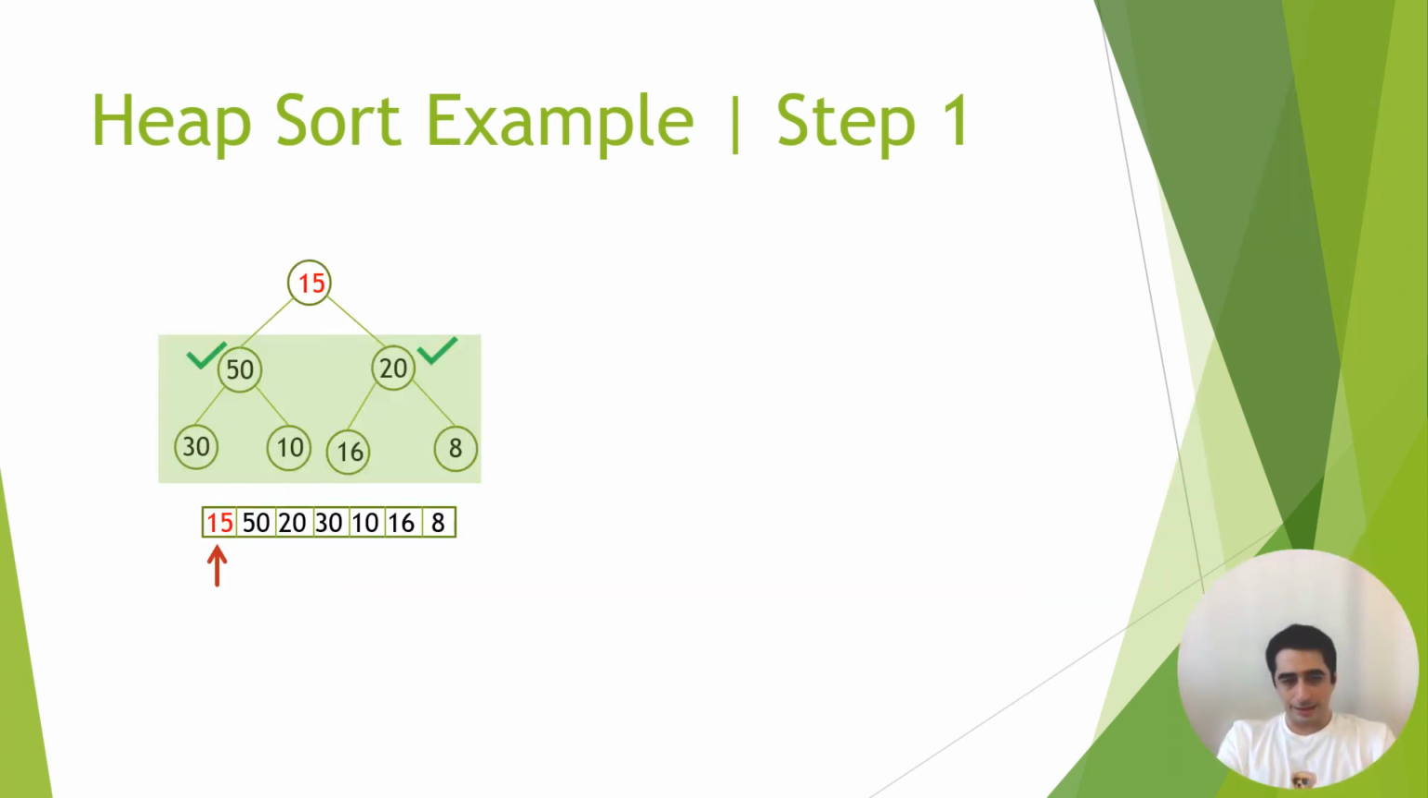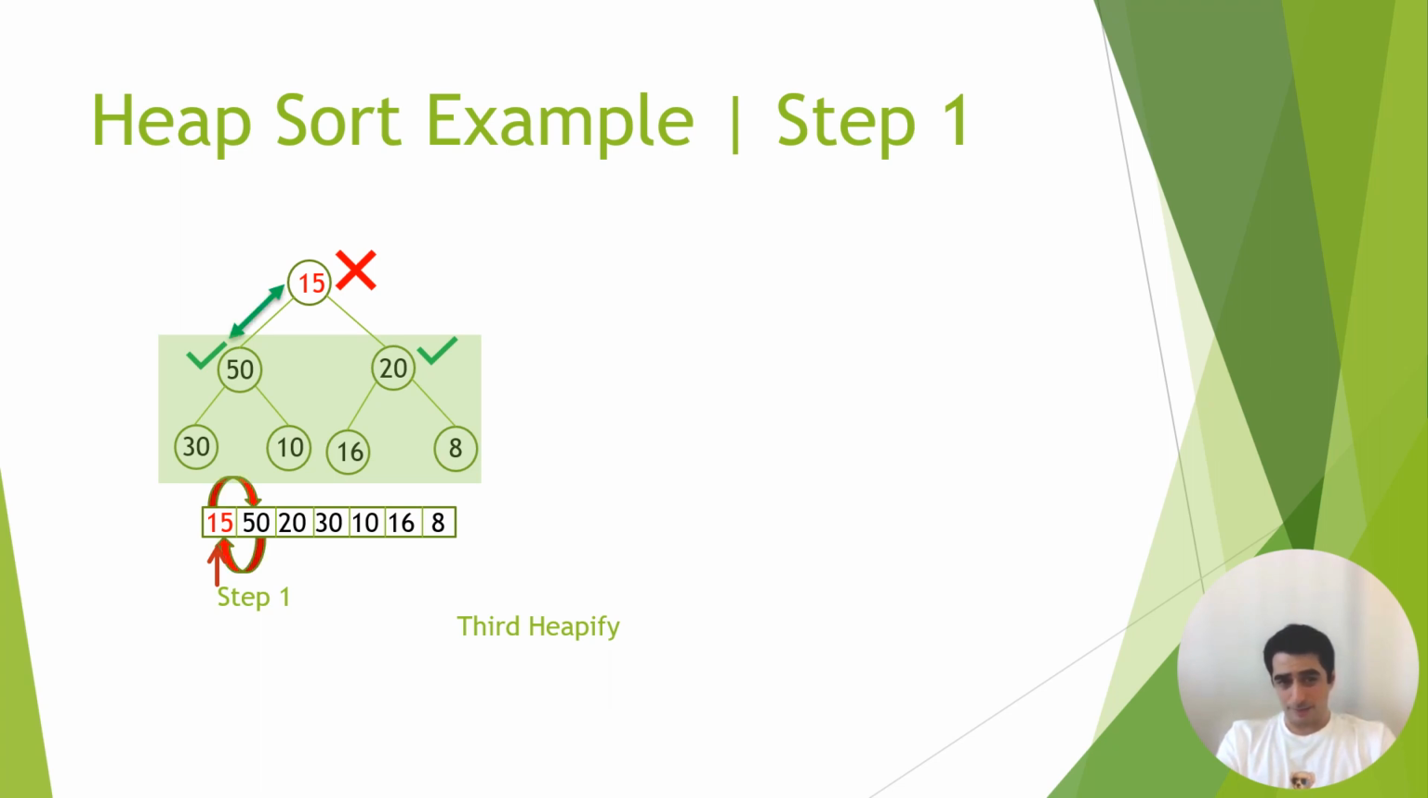The final step of build heap is to percolate down the root. I percolated down index 2, now I have to percolate down index 1, which is the root. To do that, I just need to compare 15 with the two children, 50 and 20. It is not greater than both of them, so we're going to swap 15 with 50, which is the maximum of the two children. That's going to be the third heapify operation.